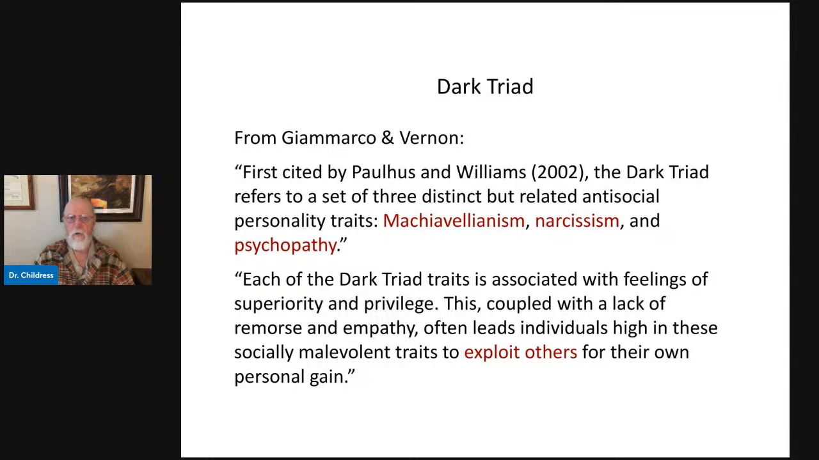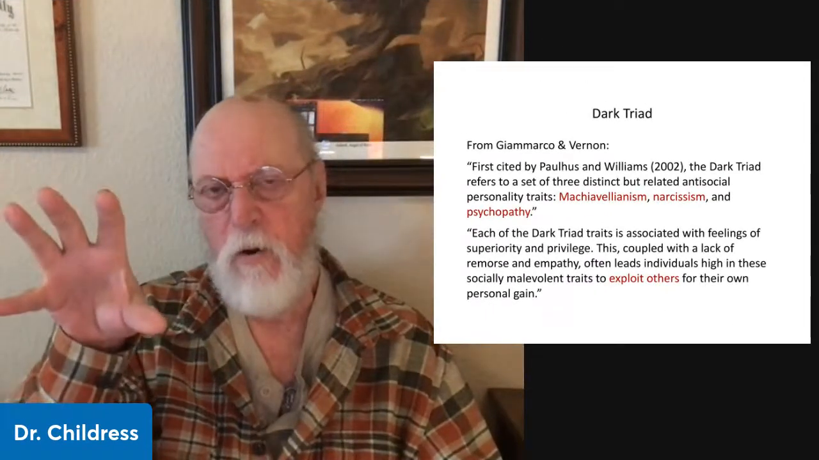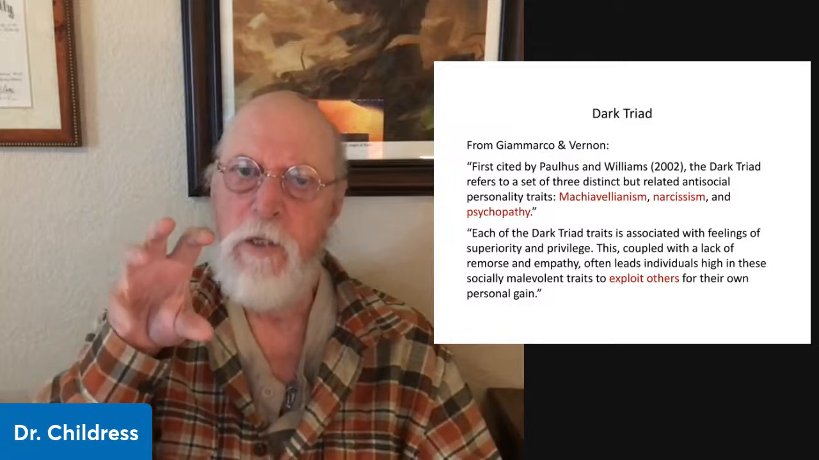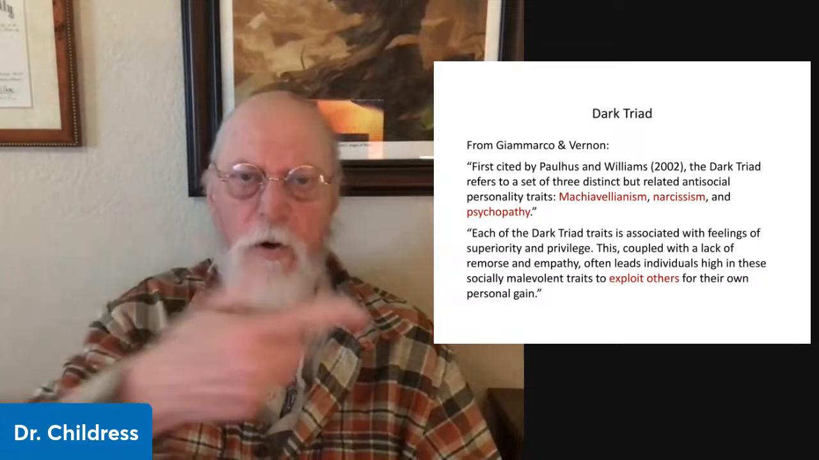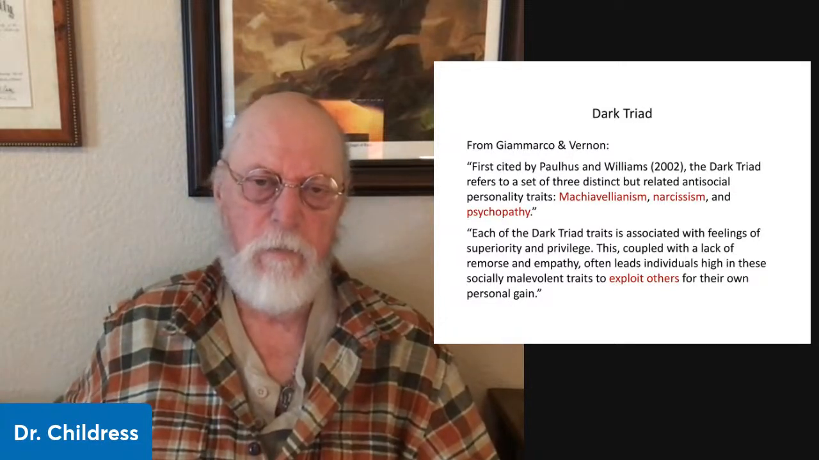You may find these parents often disregarding court orders. They're entitled, and they disregard limits placed on their behavior. This, coupled with a lack of remorse and empathy. The absence of empathy is a capacity for cruelty. So this, coupled with the lack of remorse and empathy, often leads these individuals, high in these socially malevolent traits, to exploit others for their own personal gain. And that's what's going on. We have a dark triad parent, or vulnerable dark triad, or dark tetrad, who is producing symptoms in the child and then exploiting the child to manipulate the court, and for spousal abuse, and for various other personal reasons.